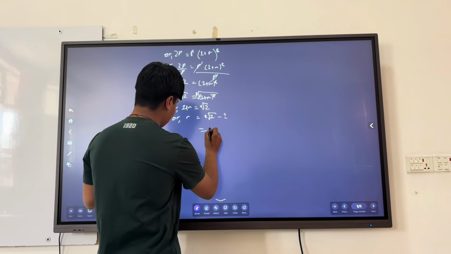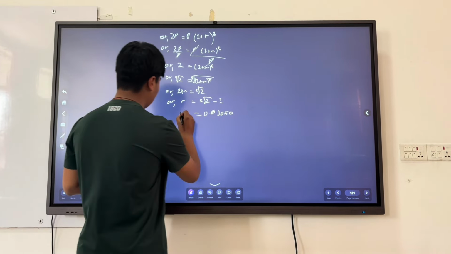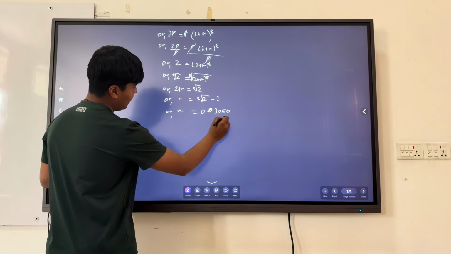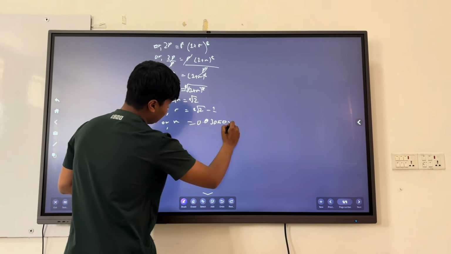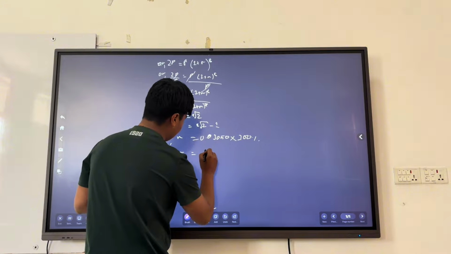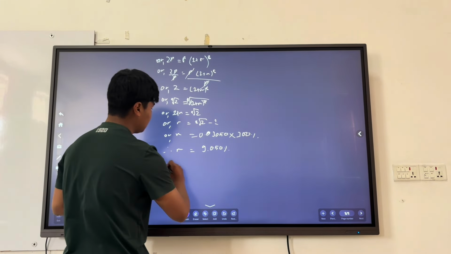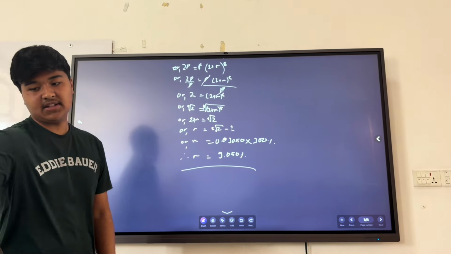So the value of it is 0.09050. So R is this. So to get it in percentage, we will be multiplying it by 100%. Due to this, the effective rate will be 9.050%. So this is the rate at which the money will double itself after 8 years.